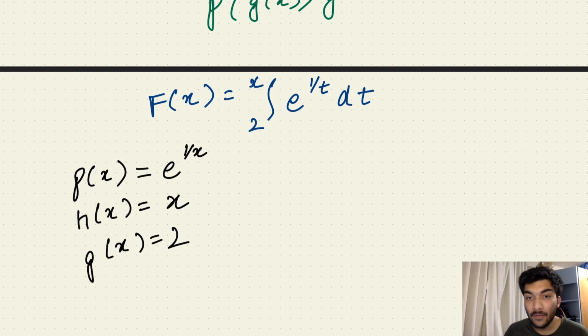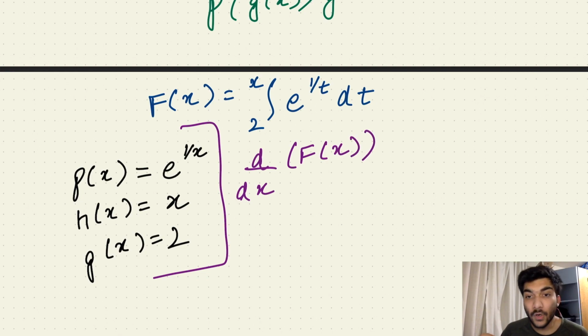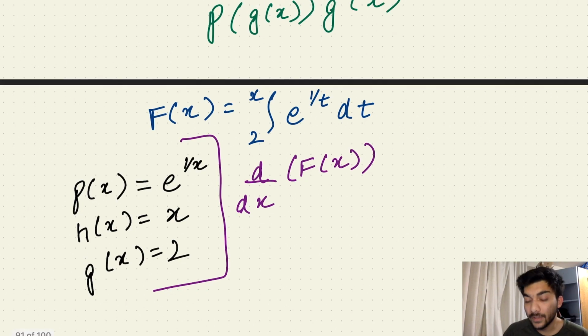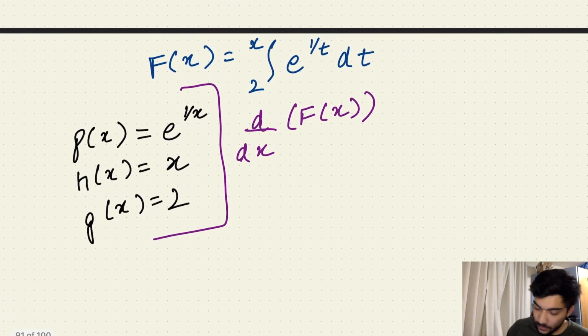So now since we have our functions, let's calculate the derivative of capital F of x. So I'll separate this component out, and then you have to calculate d by dx of capital F of x. And in order to do that, since our capital F of x is a definite integral, we will evaluate this expression. So let's try to evaluate this expression over here.